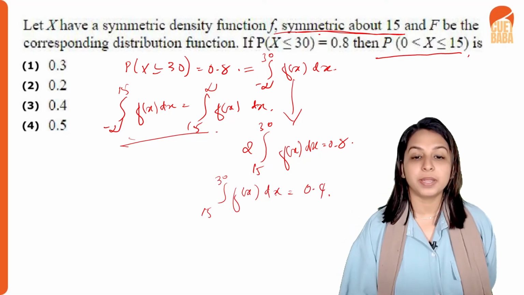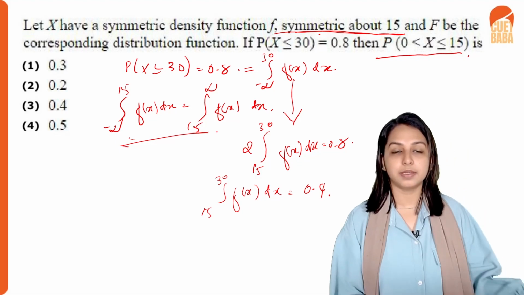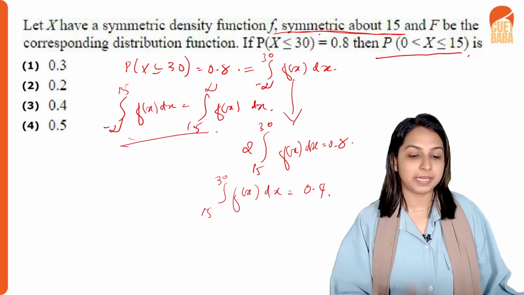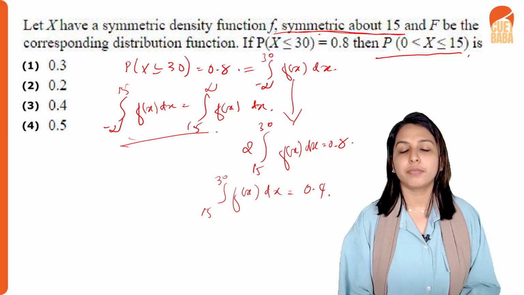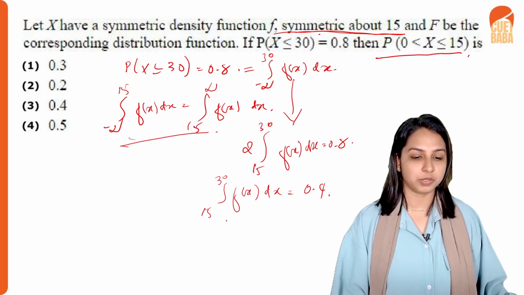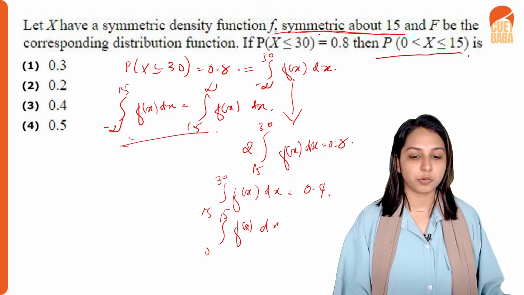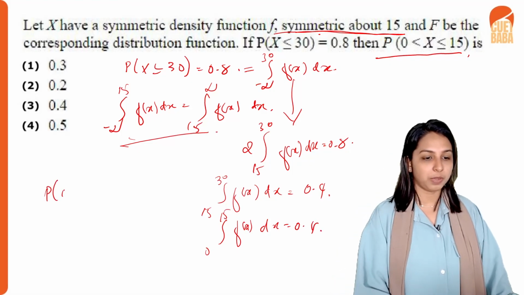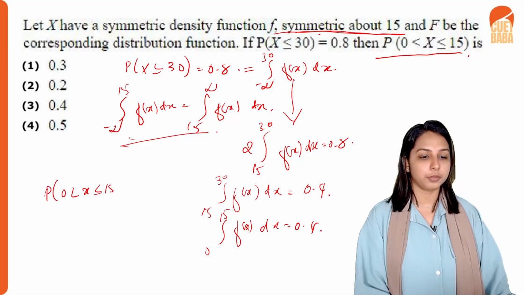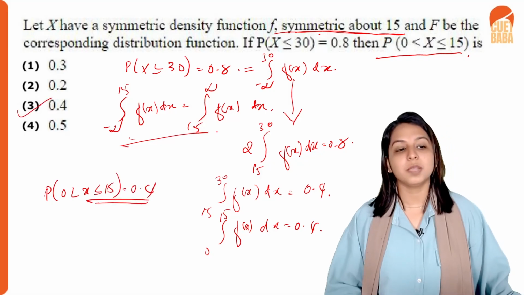Since it is symmetric about 15, we can change the limits from 15 to 30, keeping the same difference of 15 between the lower limit and upper limit. So this we can write as the integral from 0 to 15 of f of x dx is equal to 0.4. That is, we got the probability of 0 less than x less than or equal to 15 is equal to 0.4. That is, the third option is the right answer, 0.4.